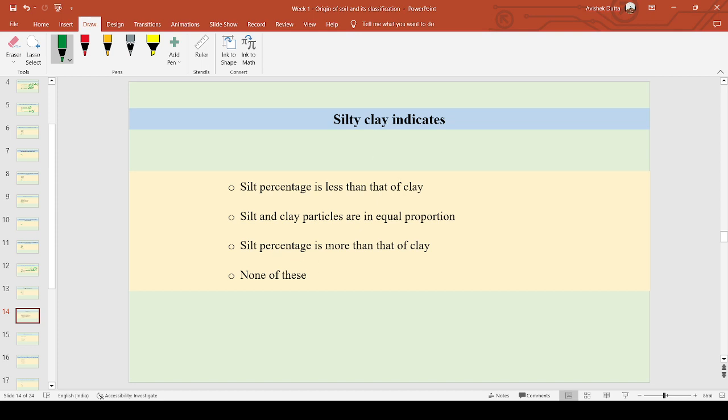If silt percentage is more than the clay, it might be clay silt, because the main soil sample is composed of silt, and with the silt, clay is also present. So in silty clay, the first thing in the term is less in amount, and the second thing is more in amount. So silt percentage less than clay means it is silty clay.